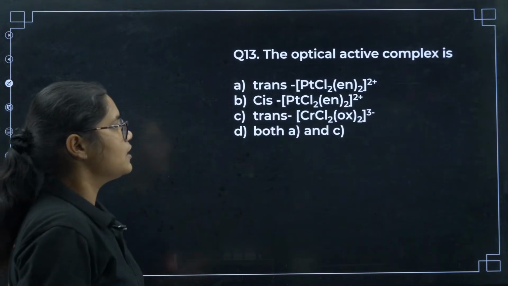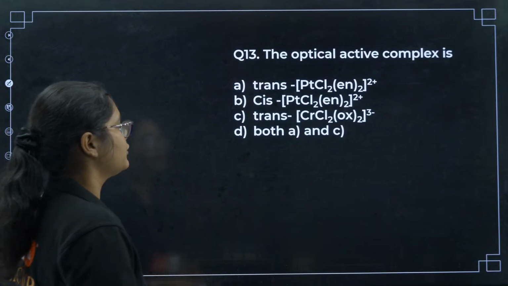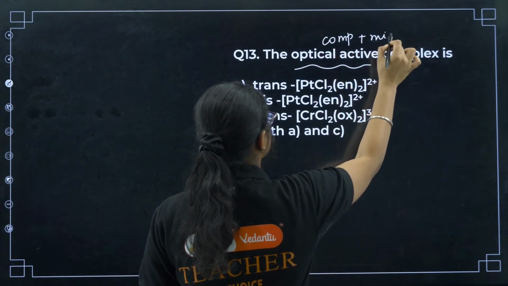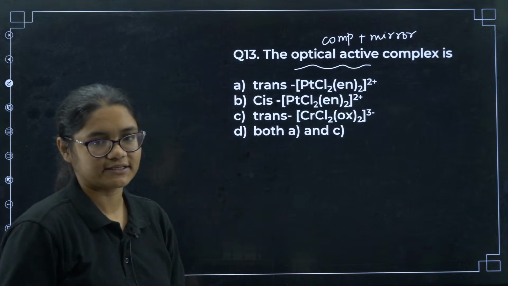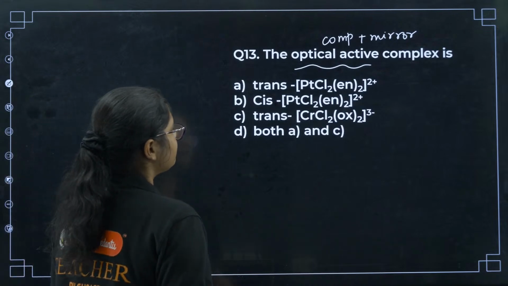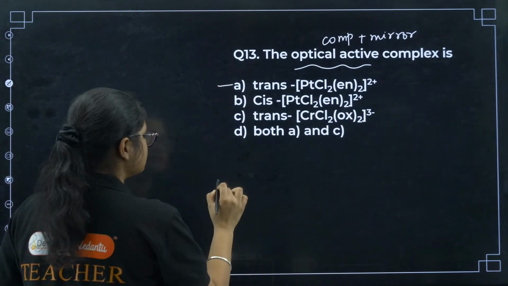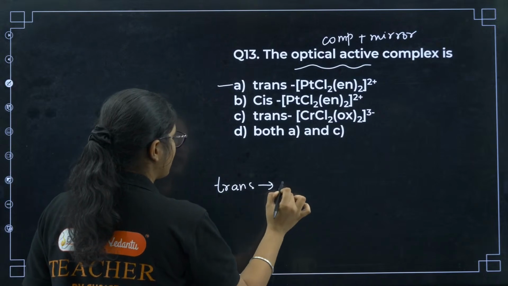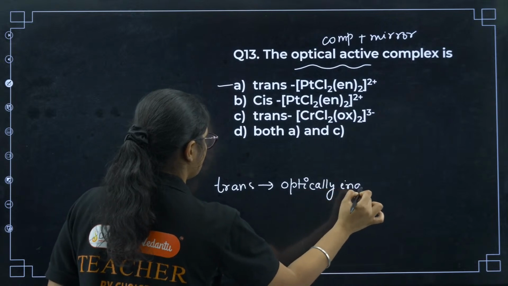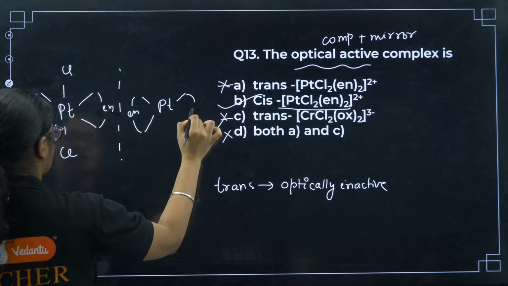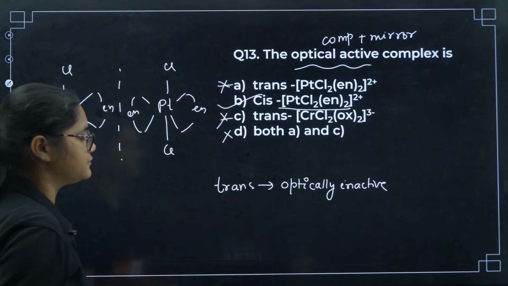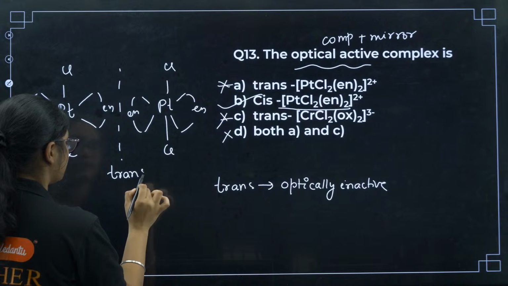Next, question number 13. Optically active complex is. So what do you mean by an optically active compound? The compound and its mirror image are non-superimposable on each other. Then we can call it an optically active compound. So always remember, trans geometry complexes are optically inactive. Right now you can see this is exactly superimposable on this one. So trans, I can say, is optically inactive.